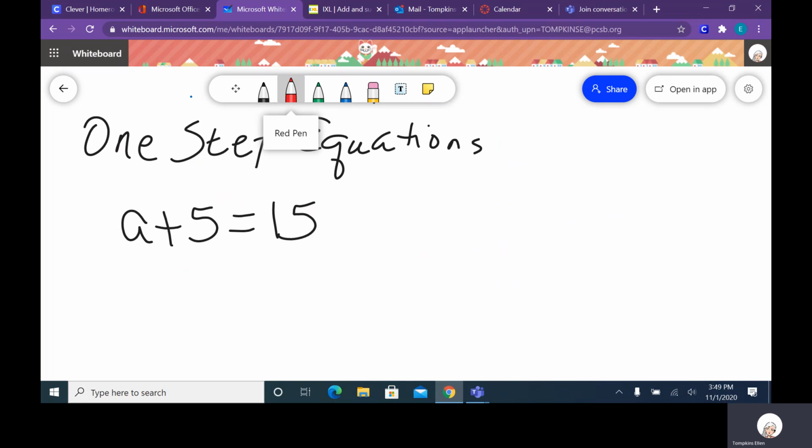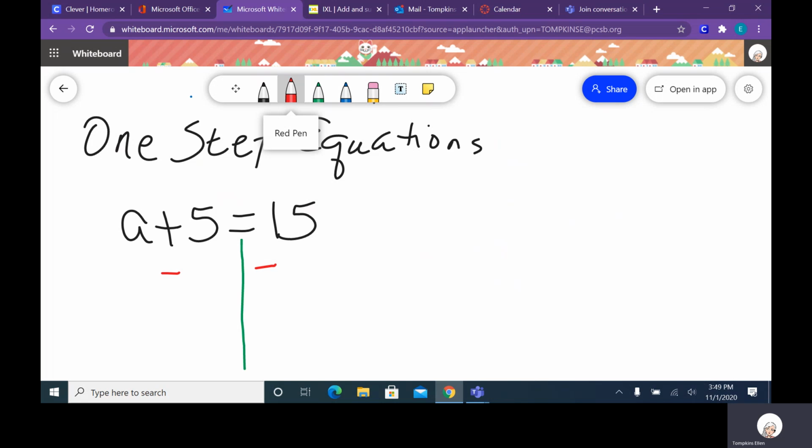But with inverse operations, you're going to look at that number that's hanging around with the letter a, the variable, and that's the number you're going to get rid of. You're going to peel it off or undo it or move it to the other side. Sometimes it helps to draw a little line down from that equal sign and have it be a wall, and you're going to push that other number over the wall. So looking at that a + 5, it's adding, so we need to subtract. And whatever we do to one side of the wall, we're going to do to the other.